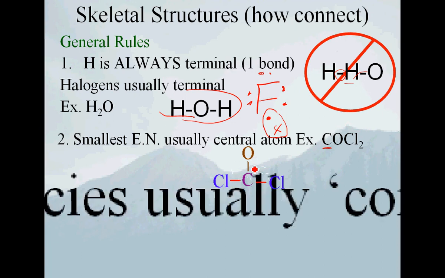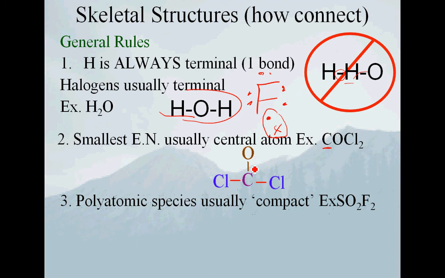The third general rule is that polyatomic species, so when we start adding more and more elements, are usually compact, meaning they're not really big, long chains. So for example, this compound, which I don't remember the name of. It's got a silly name. This is actually the skeletal structure where the sulfur, the lowest electronegativity element, is in the center, bonded to 2 fluorines and bonded to 2 oxygens. It's not actually this connectivity in a big long chain.